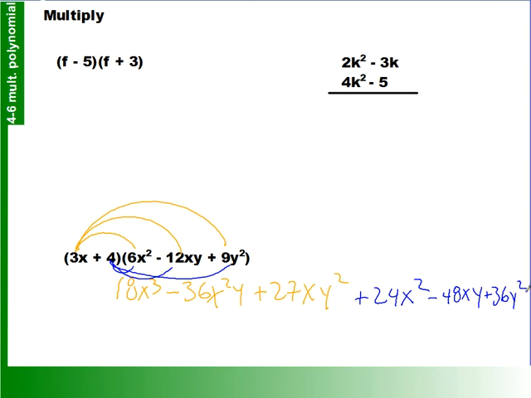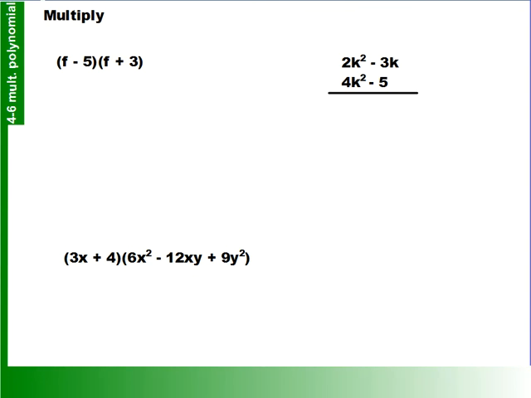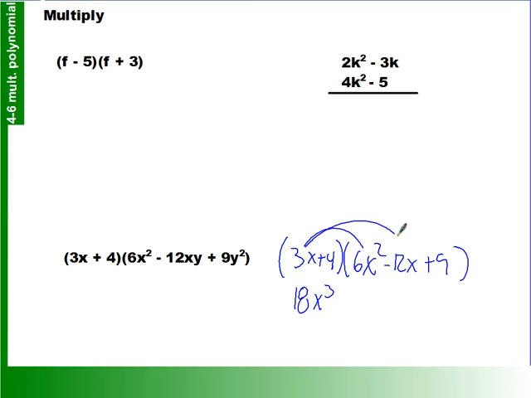So I'm going to do one more. I'm going to make it up off the cuff. Let's say we have, it's going to be very similar though, 3x plus 4 times 6x squared minus 12x plus 9. Let's do this again, because this way we're going to have some terms that we need to combine because they're similar. 3x times 6x squared, again is 18x to the third. 3x times negative 12x is going to be negative 36x squared. 3x times 9 is going to be positive 27x.